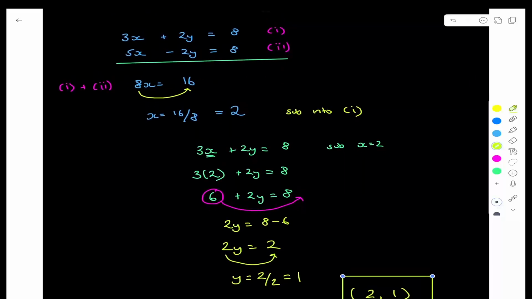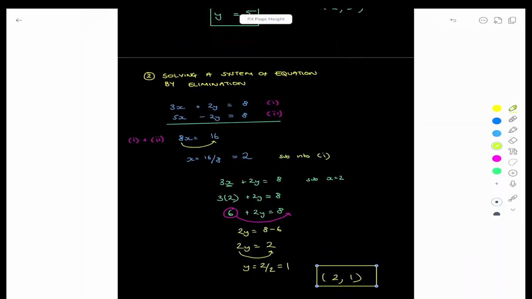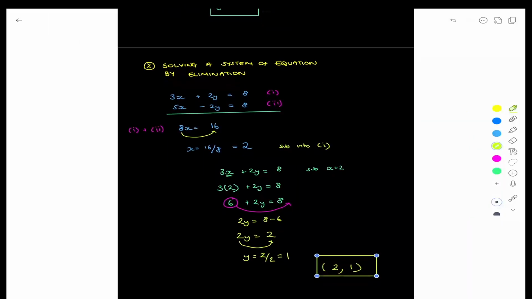So hopefully you see the difference between elimination and substitution. Let me know what your favorite is. Would you prefer elimination or substitution? Or do you like both? And well done if you got both of those correct. That is really good work.